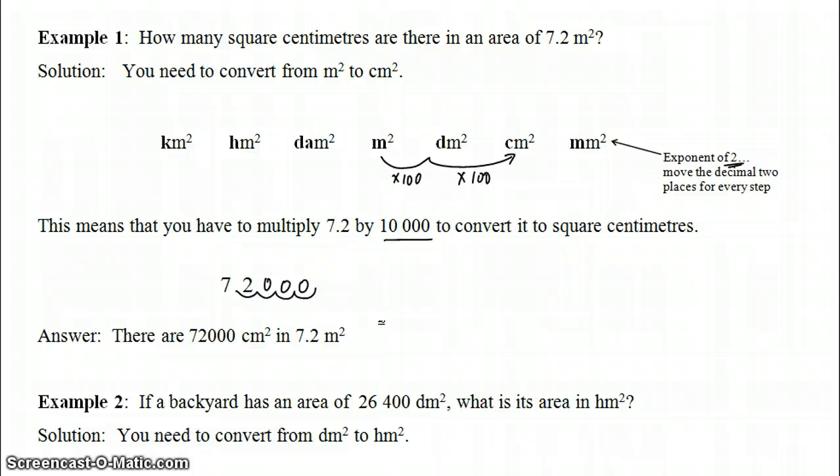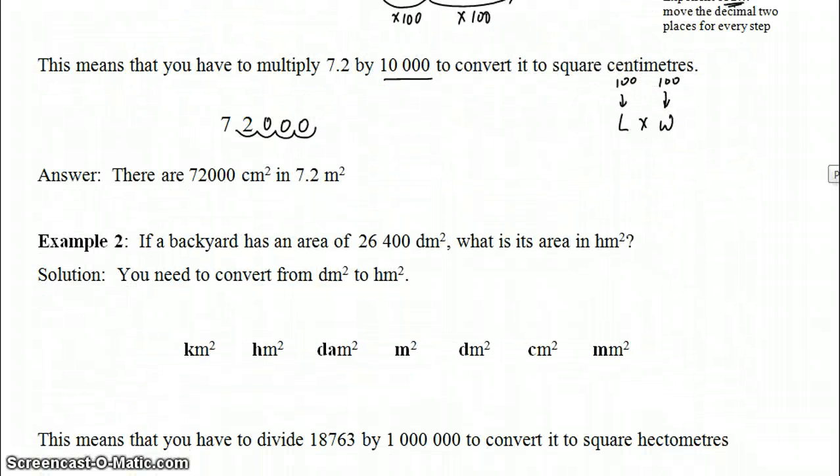And when you're thinking about this, this is the equivalent of saying that we've got the length and the width, both of them converted by a factor of 100, sorry. That's why we have 4 decimal places to move it.